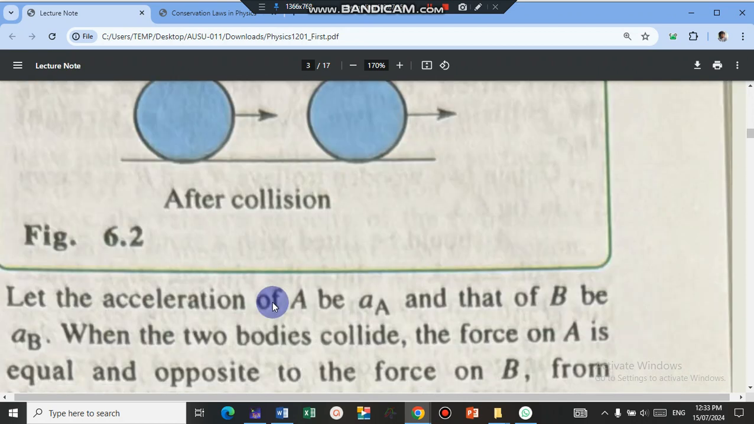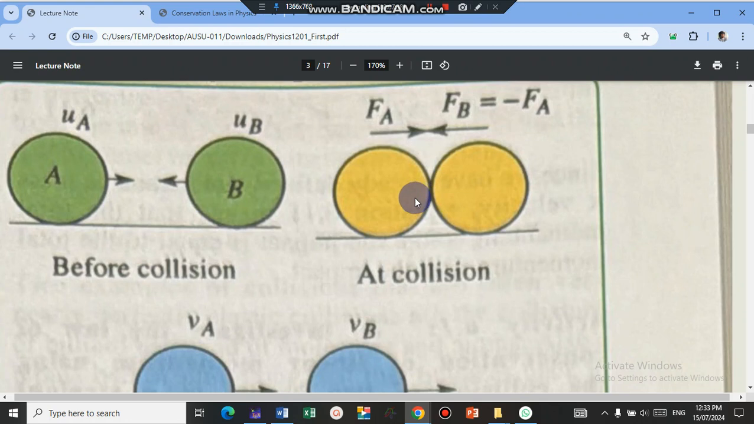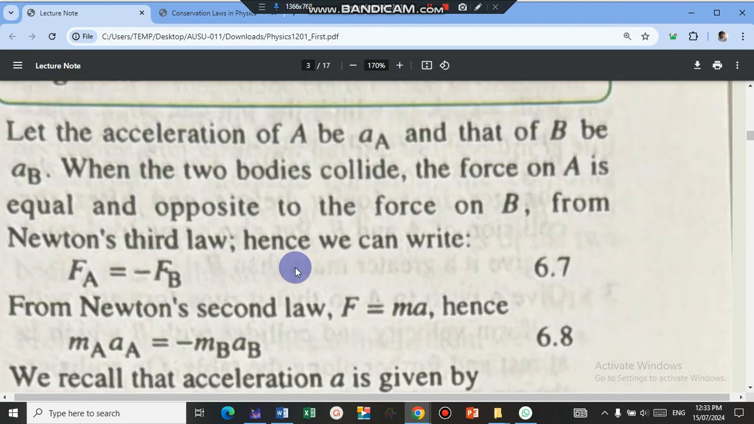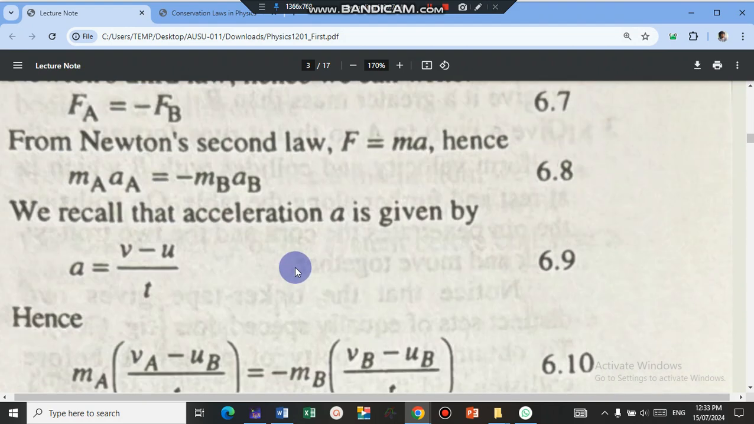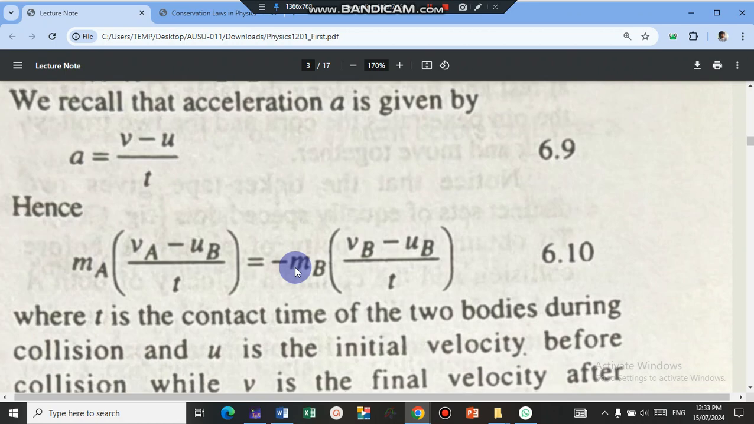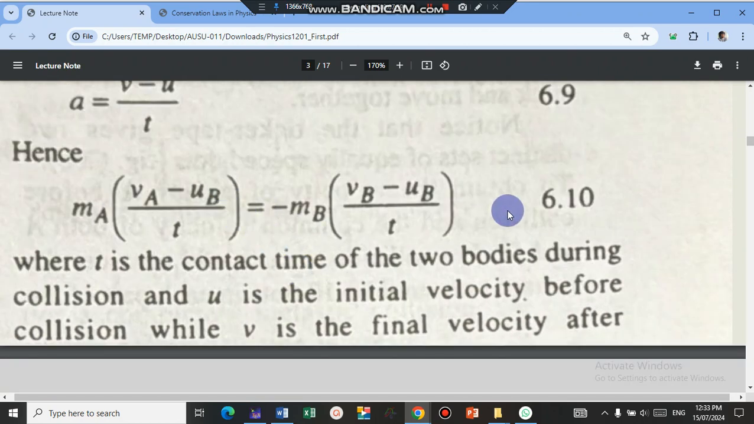When they hit on each other, they collide, they were in contact for some time. Now, this contact time is the time we use to measure the force. So the time is the same for all of them. Where t is the contact time of the two bodies during the collision and u is the initial velocity before collision, while v is the final velocity after the collision.